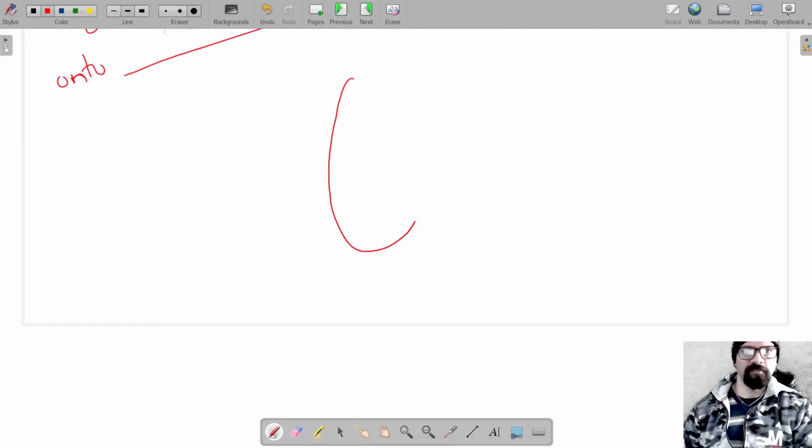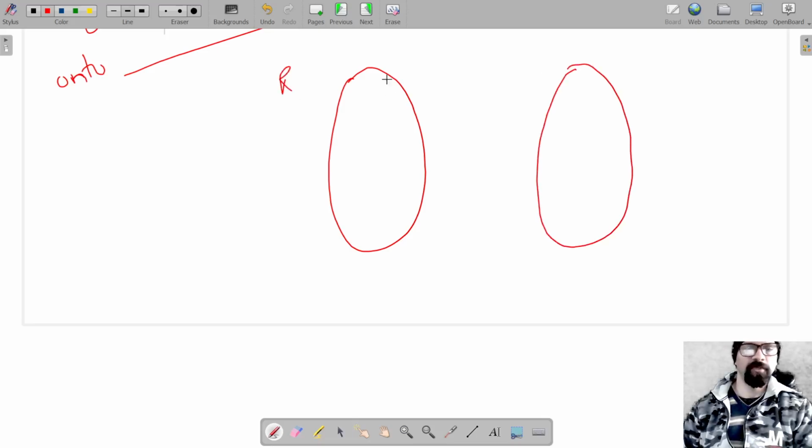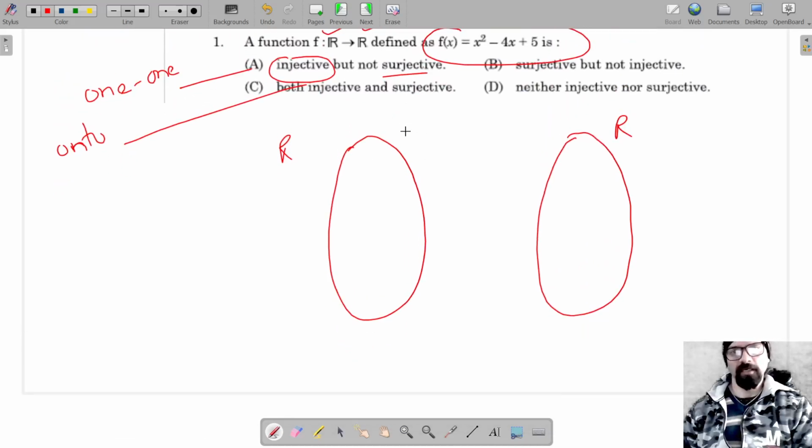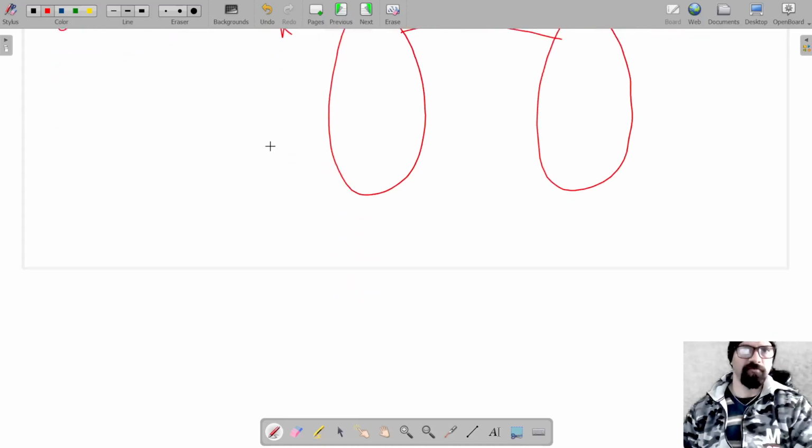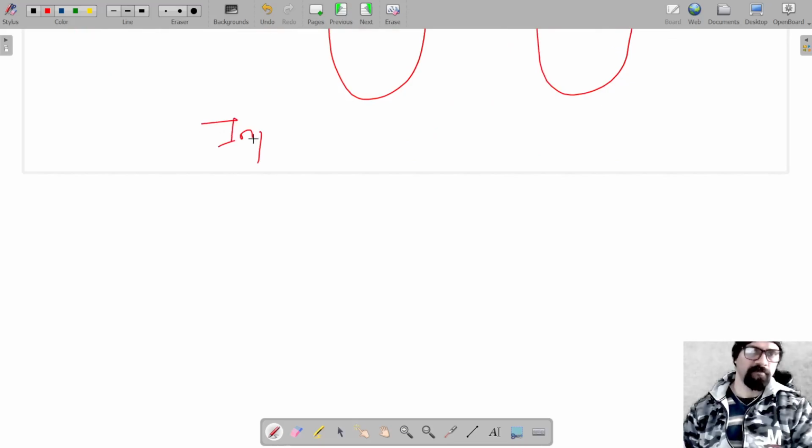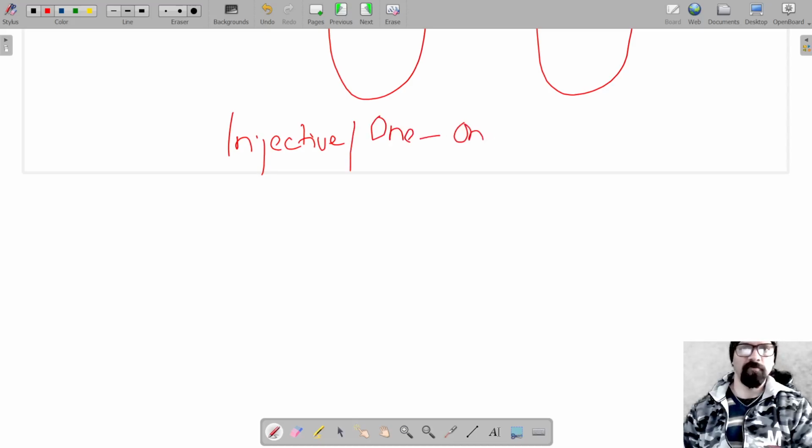Now this function is defined from a domain that has all the real numbers. So the domain is real numbers and the codomain is also real numbers, and the function is f of x is equal to x square minus 4x plus 5. So let's check it for injective first, which means 1 1. I'm going to check its validity for injective.